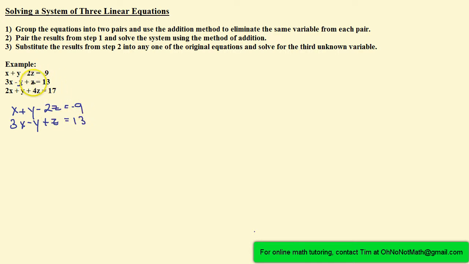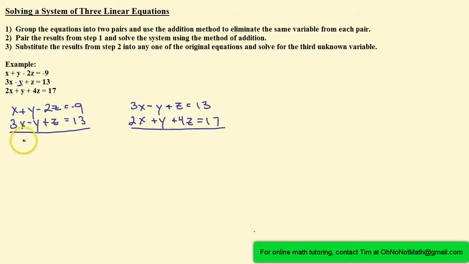Okay? And now let me group the second and the third equation together. So I have 3x minus y plus z equals 13, and 2x plus y plus 4z equals 17. So now I want to add the equations together, each pair, to eliminate the y variable.